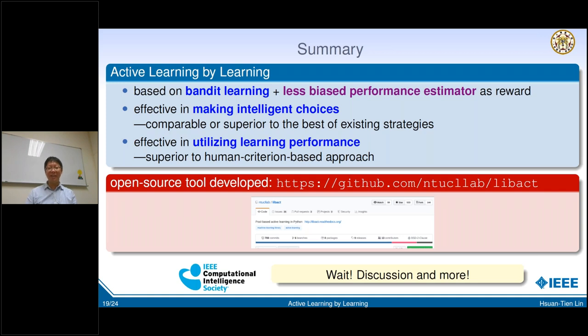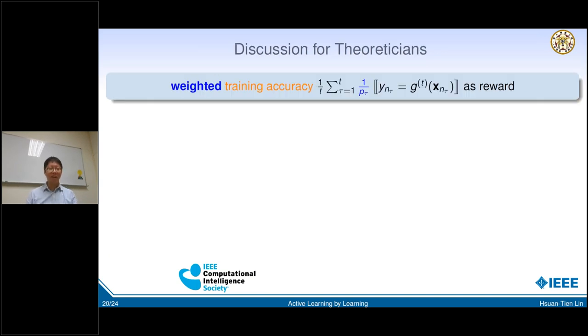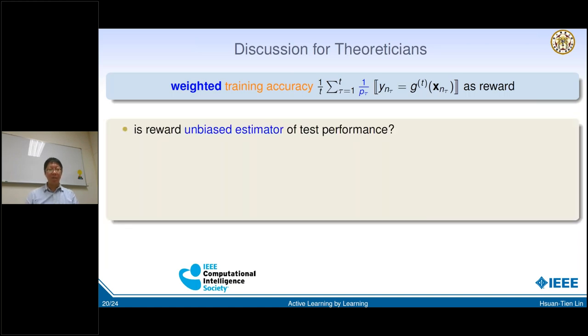Normally this should be the end, but I actually want to tell you a little bit more, in terms of deeper discussion about this work. If you are more theoretically inclined, I want to have some discussions for you. We use this weighted training accuracy as the reward, and I previously said less biased, but is it truly unbiased? The short answer is no, if you have G as a learned algorithm. Because during learning, because of the model complexity, you would introduce bias. So this is not a totally unbiased estimator. If you have a fixed G, then yes, this weighted training accuracy is unbiased, but for learned G, no.